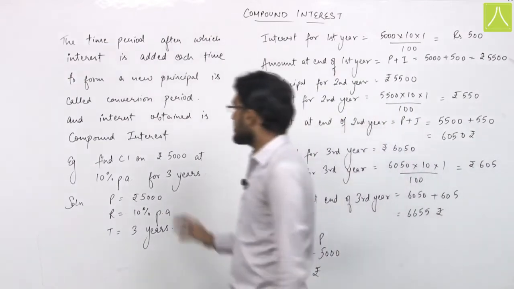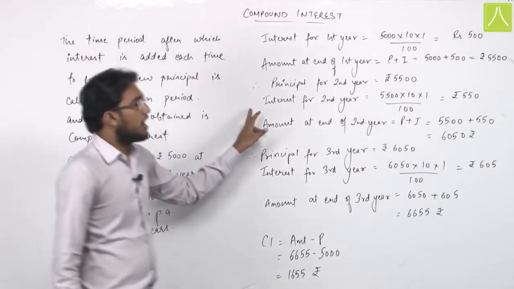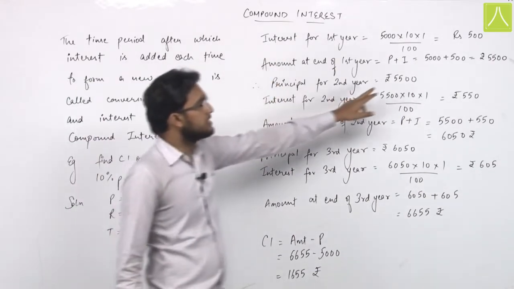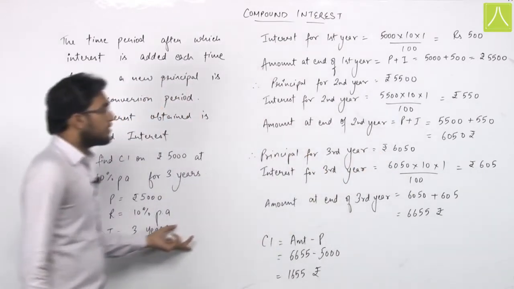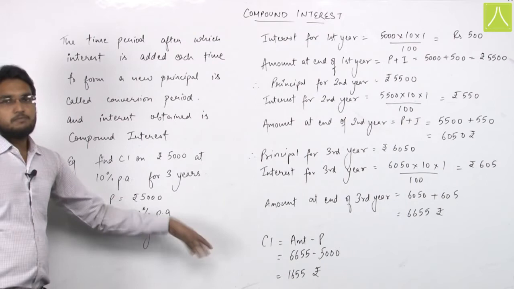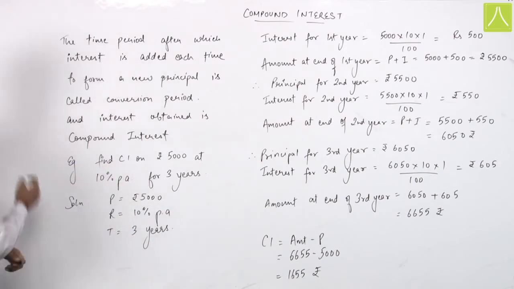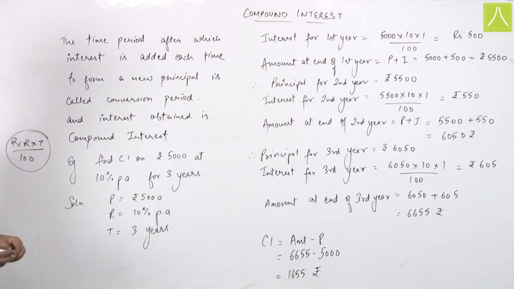If you have to calculate the compound interest for 3 years, the principal changes after each year. As you can see, the principal for the first year is 5,000, for the second year it is 5,500, and for the third year it is 6,050. This is the case for compound interest. If we talk about simple interest, we can directly calculate it as principal into rate into time upon 100. This was the original formula, in which the principal doesn't change.